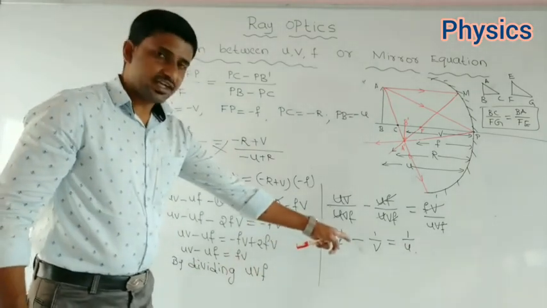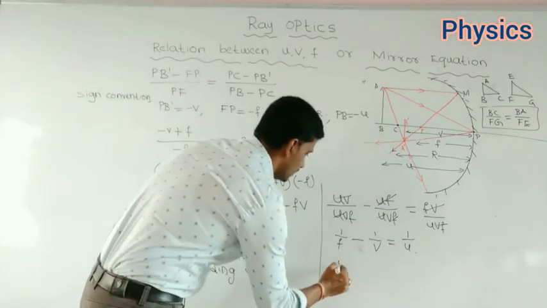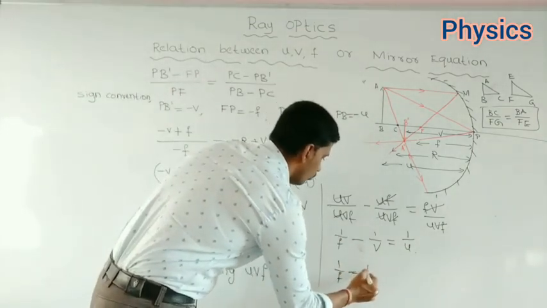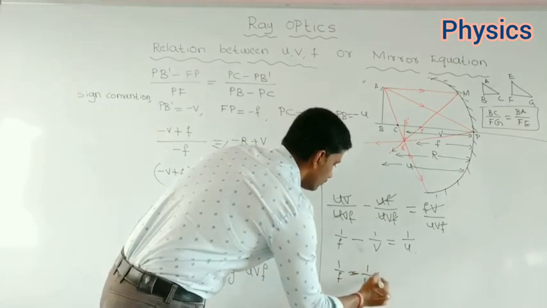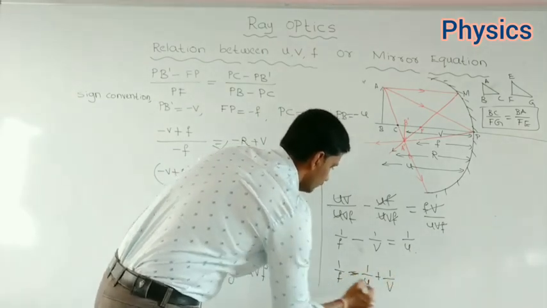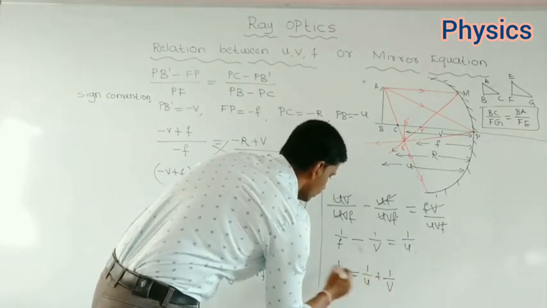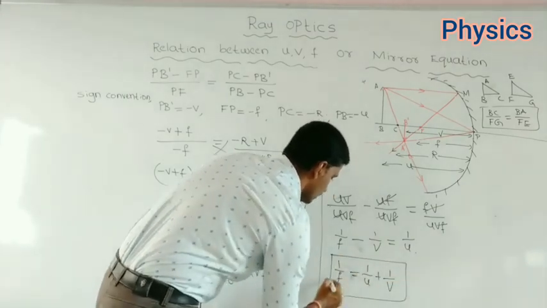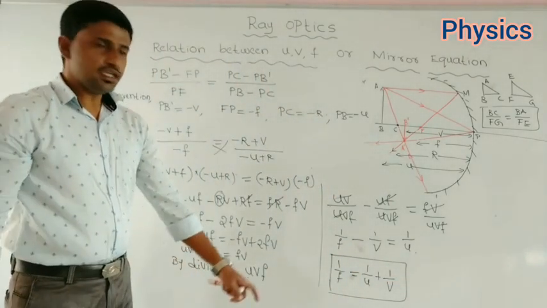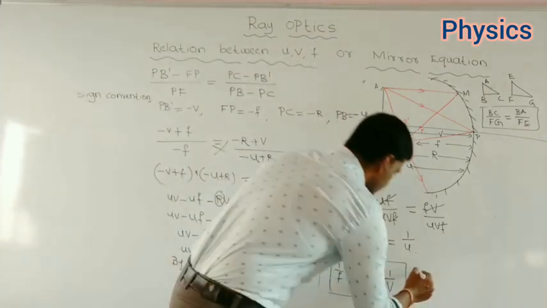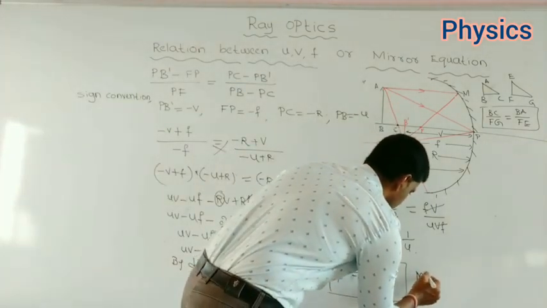If I rearrange this equation, I will get 1 by f is equal to 1 by u plus 1 by v. 1 by f is equal to 1 by u plus 1 by v. So this equation is the mirror equation. This is the expression for the mirror equation.